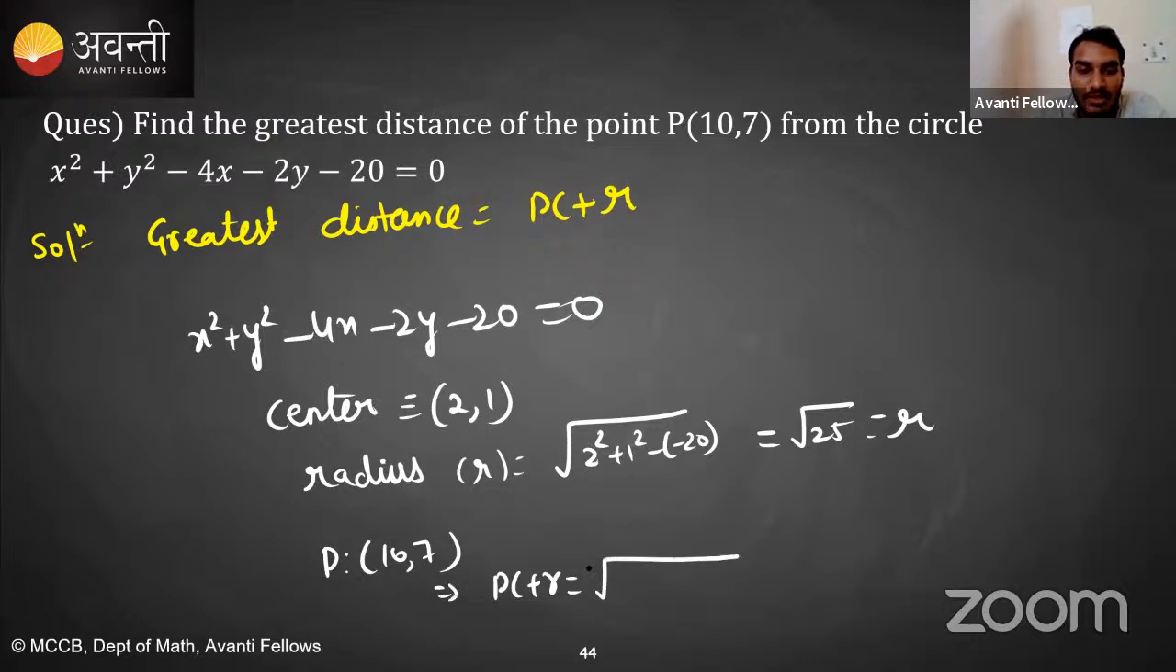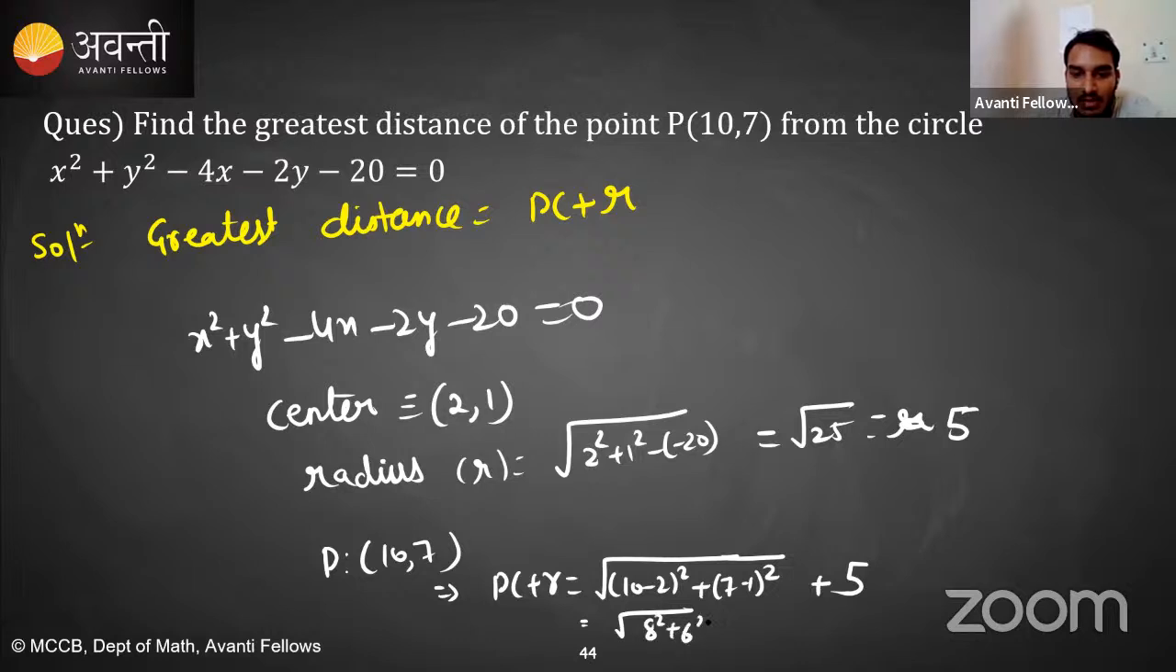Under root of, what is PC? It is 10 minus 2 whole square plus 7 minus 1 whole square, plus R, right? Which is PC plus R. Where, what is R? Sorry, R is equal to 5. So this is under root of 8 square plus 6 square plus 5.